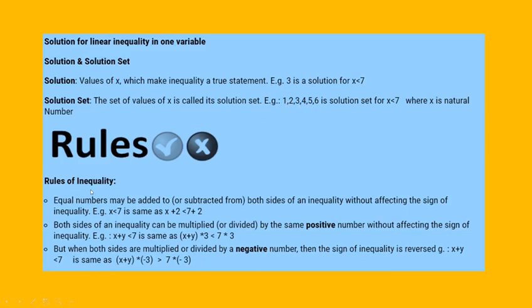Rules for inequality. Equal numbers may be added to both sides of an inequality without affecting the sign of the inequality. For x < 7, when we add 2 on both sides, we write x + 2 < 7 + 2. The same holds for multiplication, but when we multiply by a negative number on both sides, the sign of the inequality is reversed.